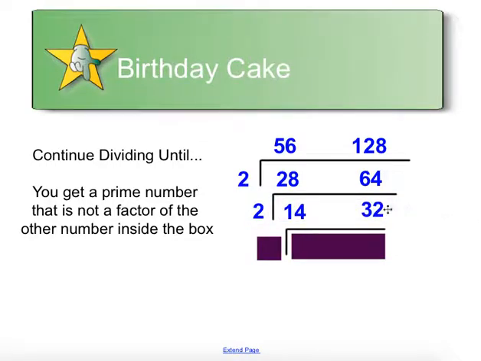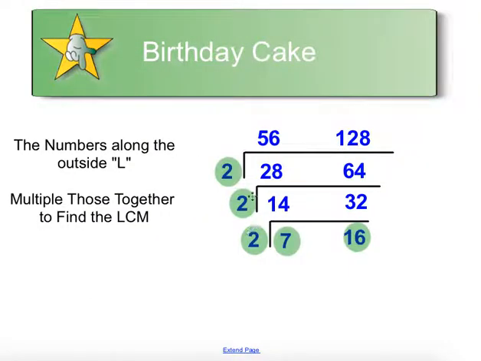We're still not to a prime number yet, so we keep going. Continue to divide by 2 and we get 7 and 16. When we see the 7, that is a prime number. It's not a factor. Multiply together the 2's on the outside and the 7 and 16. So when we do that, we're going to be doing 8 times 7 times 16. So we see that our least common multiple is 800.